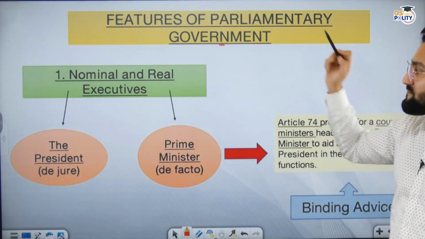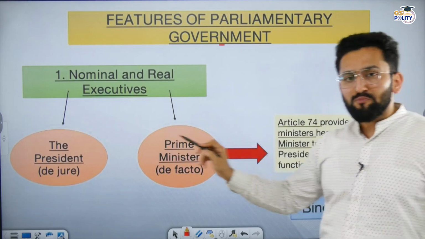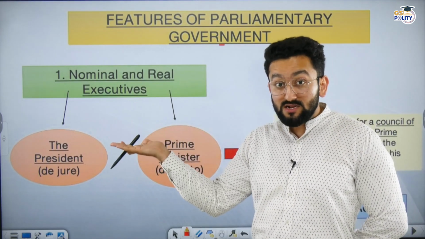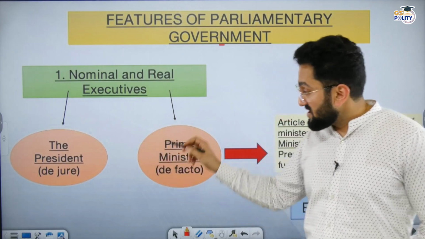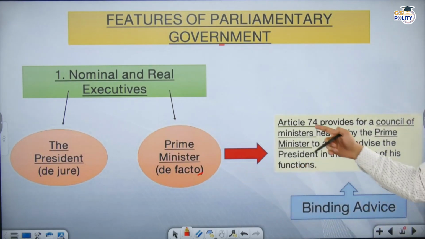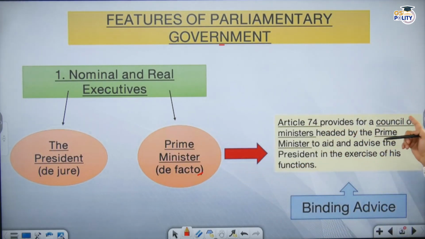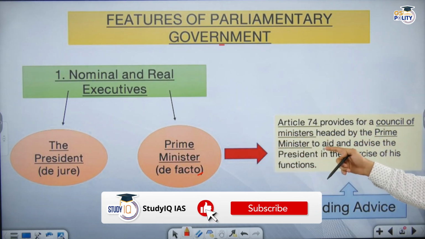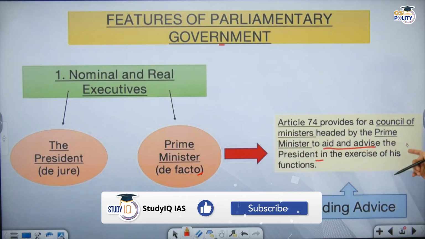Now, features of parliamentary form of government. The President is considered the de jure head. It means head in terms of nominal and titular form, but the real power, the de facto head, is the Prime Minister. Article 74 provides that the Council of Ministers headed by the Prime Minister shall aid and advise the President in the exercise of his functions.